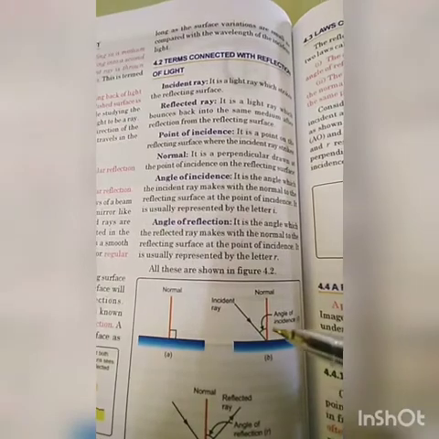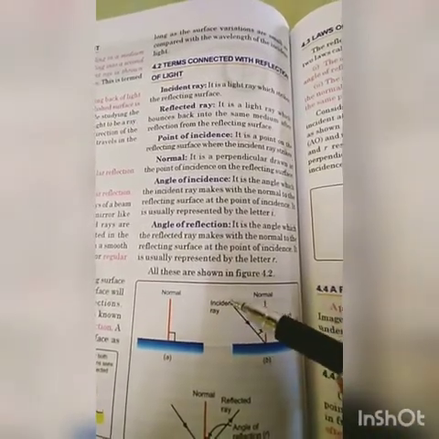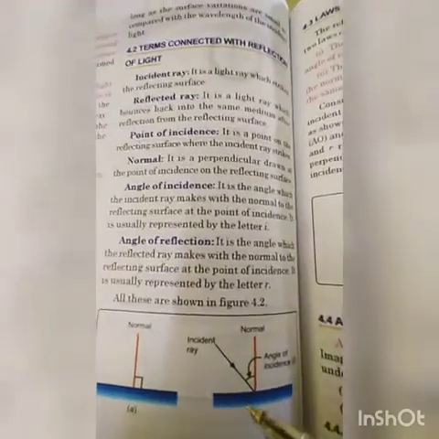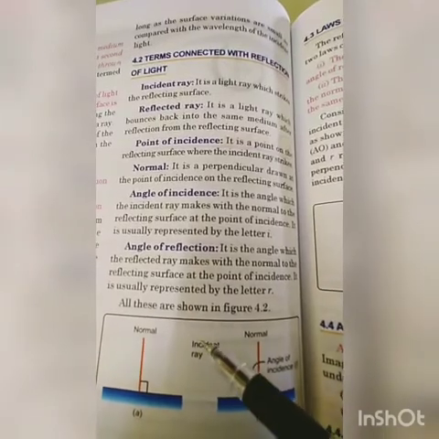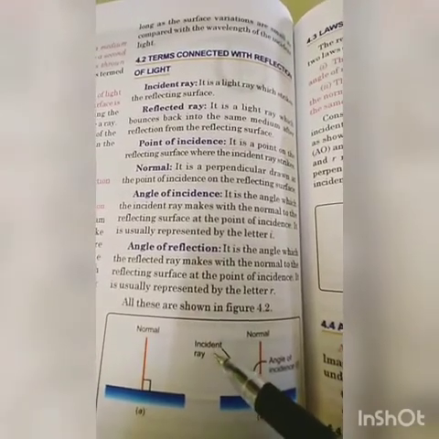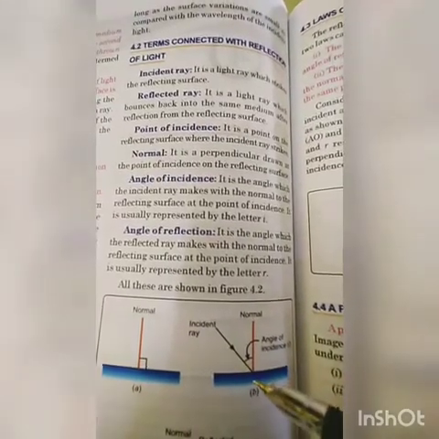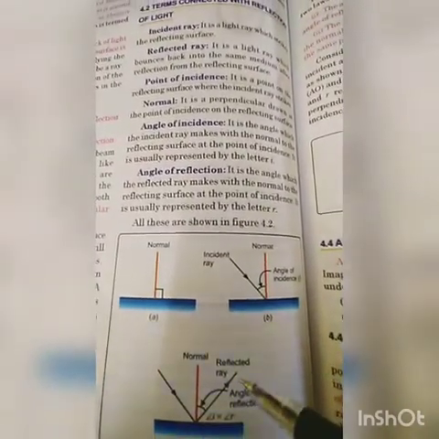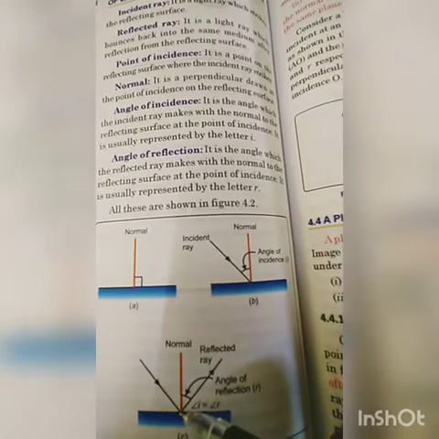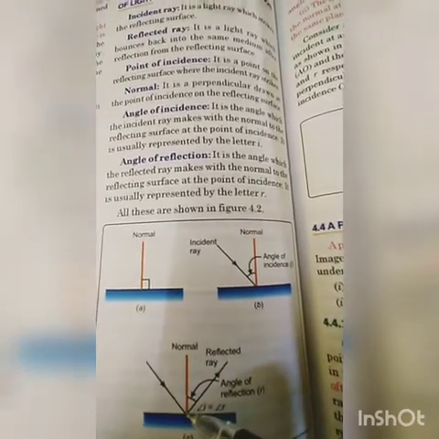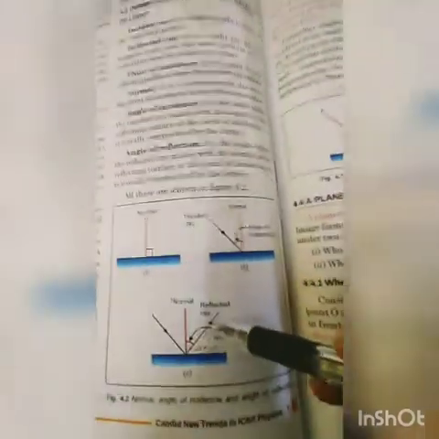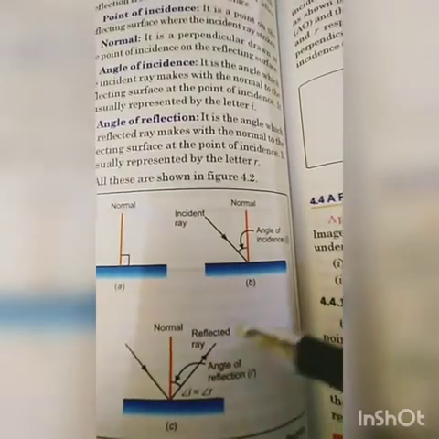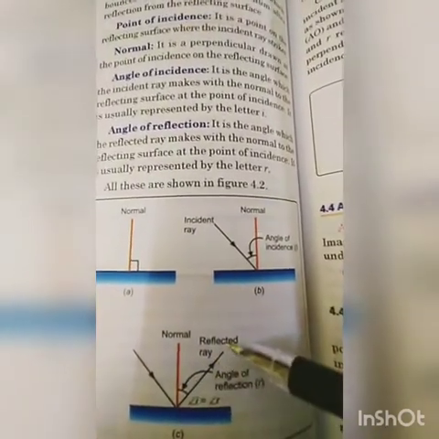Then the light ray which is coming towards the mirror is called the incident ray. Okay, this is called the incident ray. And the light ray which is going back or bouncing back in the same medium after striking the reflecting surface, that is called the reflected ray. It is going back in the same medium, so it is called the reflected ray.